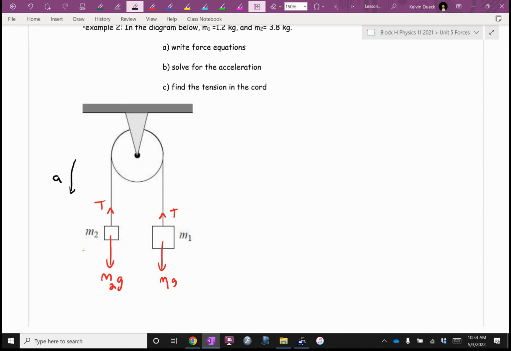What's B want me to find, Josh? I'm going to write an equation for everything to find the acceleration of everything. That should sound familiar. What's C want me to find? I'll write an individual force to find an individual mass to find an individual force, which hopefully sounds familiar. A says write force equations. What I really mean is who's winning?